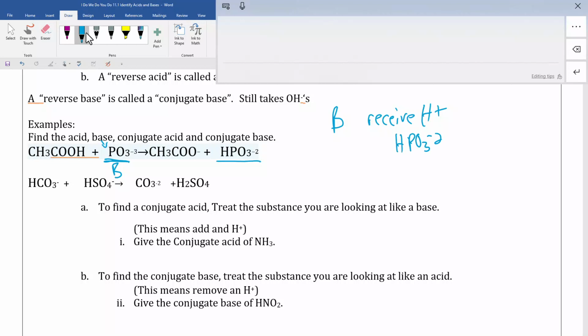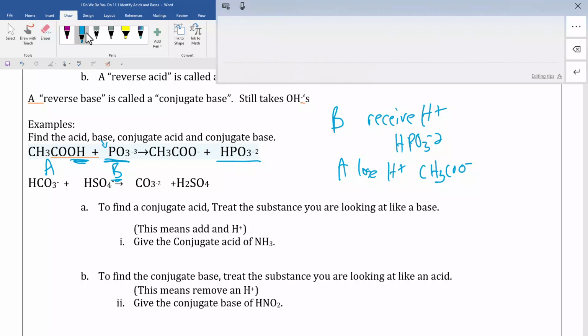I found HPO3 negative 2. That means that's a base. Now, if this is the base on the left, that means this has to be an acid. And to confirm it, an acid loses an H positive. So if this lost an H positive, I would see CH3COO negative, and I do.